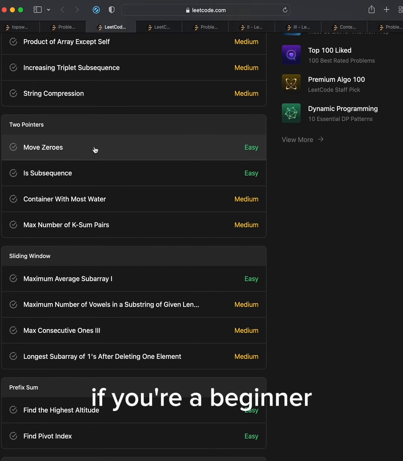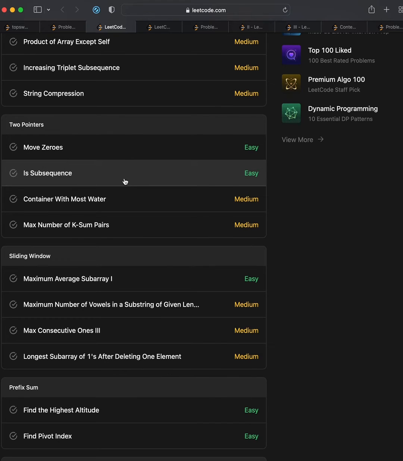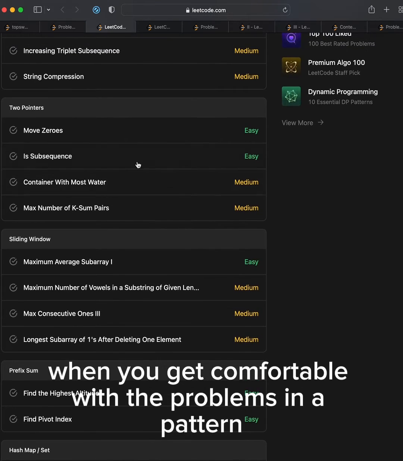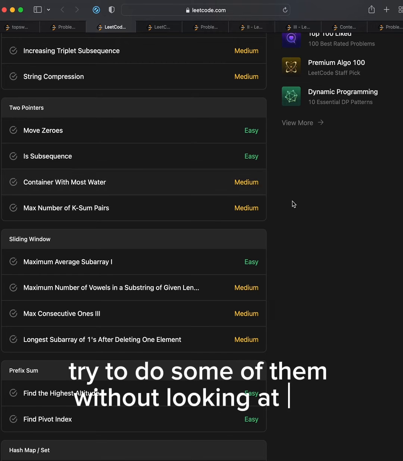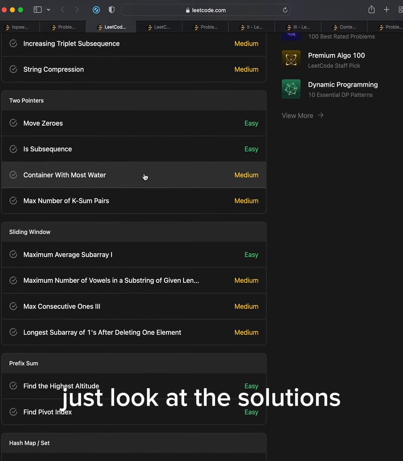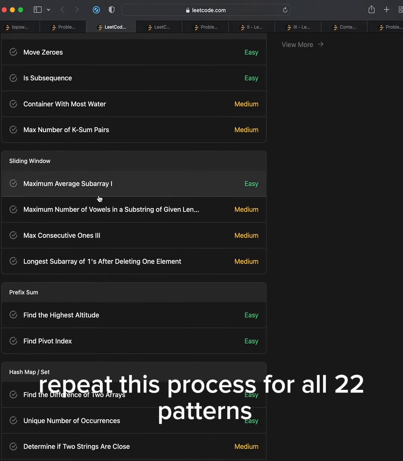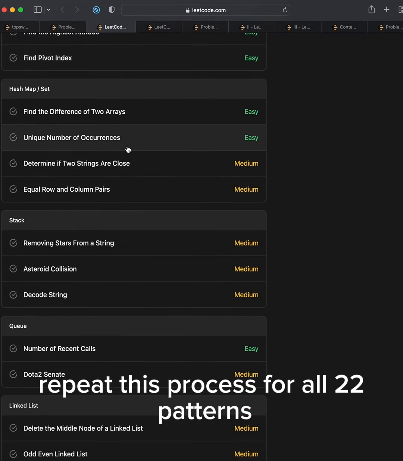If you're a beginner, look directly at the solution. Deeply understand it, then type it up and submit without looking at the solution. When you get comfortable with the problems in a pattern, try to do some of them without looking at the solution. If you have no idea, after 5 to 10 minutes, just look at the solutions, learn, and move on to the next problem. Repeat this process for all 22 patterns.